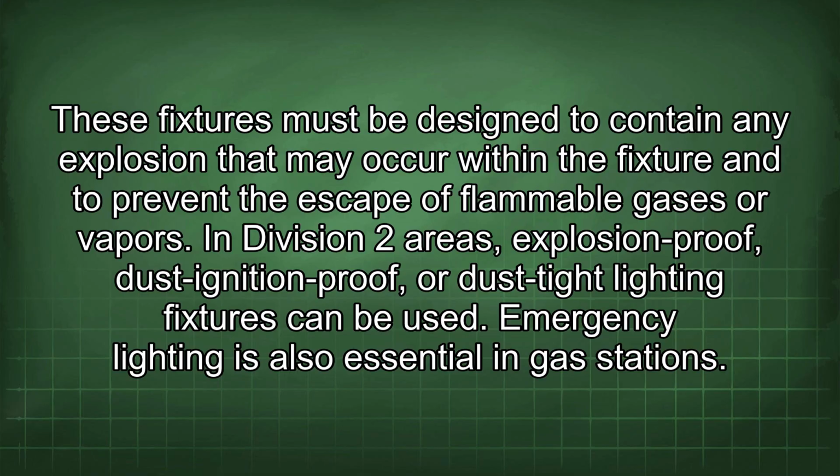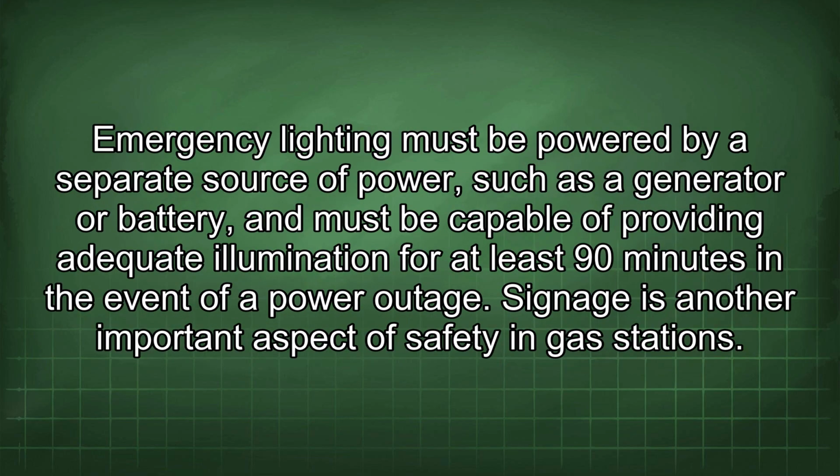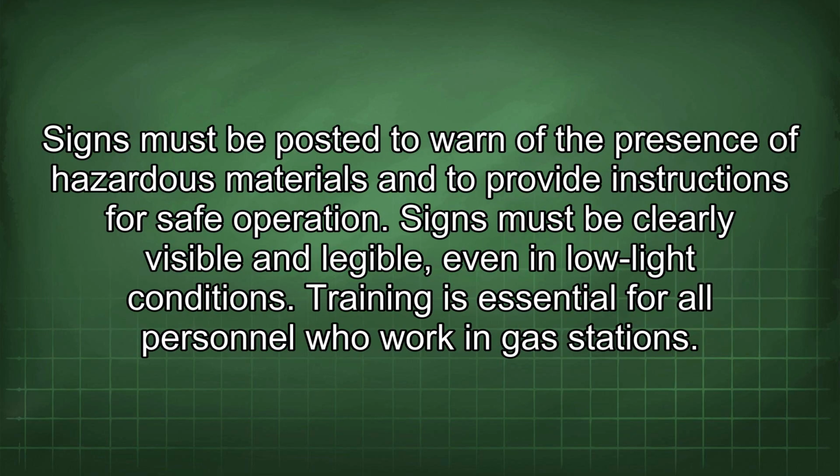Emergency lighting is also essential in gas stations. Emergency lighting must be powered by a separate source of power, such as a generator or battery, and must be capable of providing adequate illumination for at least 90 minutes in the event of a power outage. Signage is another important aspect of safety in gas stations. Signs must be posted to warn of the presence of hazardous materials and to provide instructions for safe operation. Signs must be clearly visible and legible, even in low light conditions.